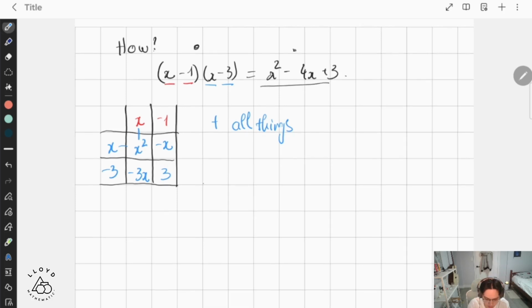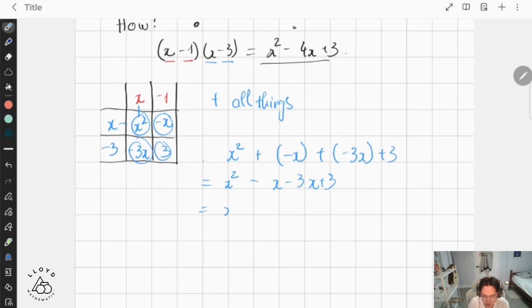So with these four, we can put x squared plus -x plus -3x and plus 3. And that will be equal to x squared minus x minus 3x plus 3. And that one will be equal to x squared minus 4x plus 3, which is the thing that I need to do, right?